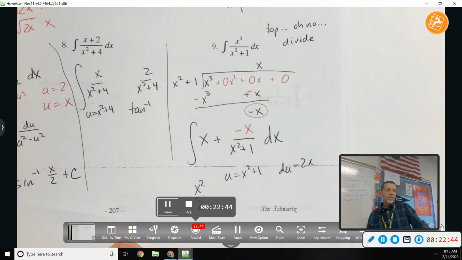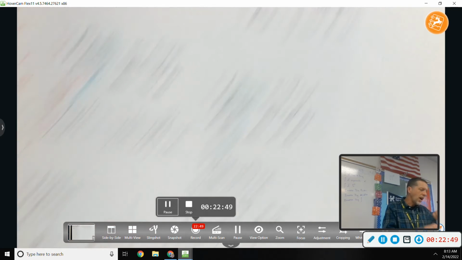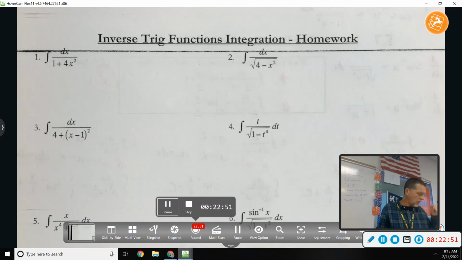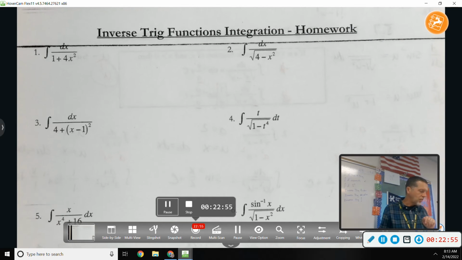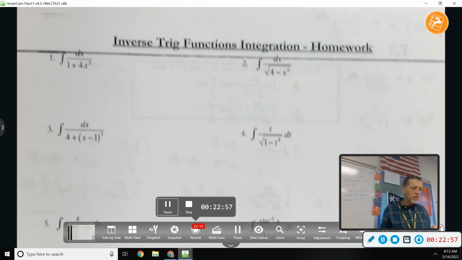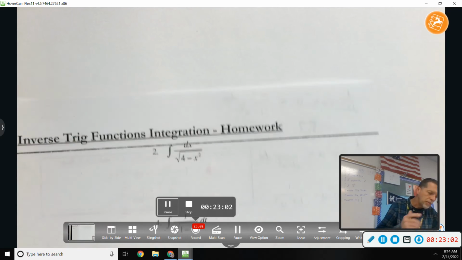So you have to be careful because on the back, the assignment's back, not all of those are inverse sines or inverse tangents. Most of them are, though. I guess I should be careful on that. Most of the ones on the back are inverse sines and tangents, and that's the only ones we have.